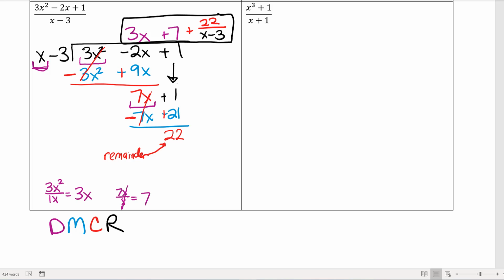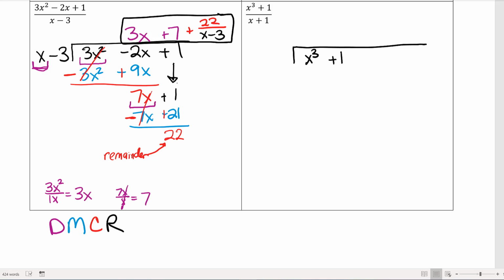Next, I'm going to divide x cubed plus 1 by x plus 1. Now this one's different than all of the rest because we have x cubed. Remember how I kept telling you how important the columns were? If I do x cubed plus 1, I'm missing a couple of columns. I'm missing the x squared column and I'm missing the x column.